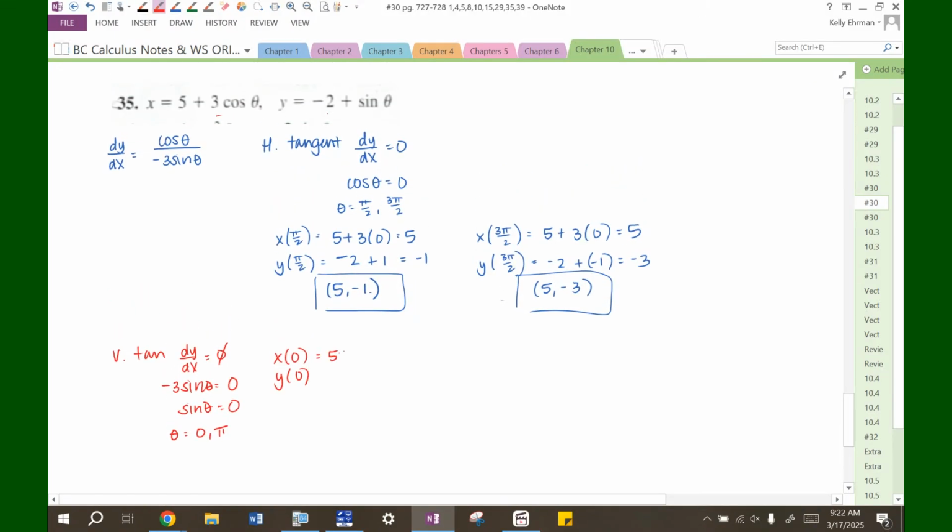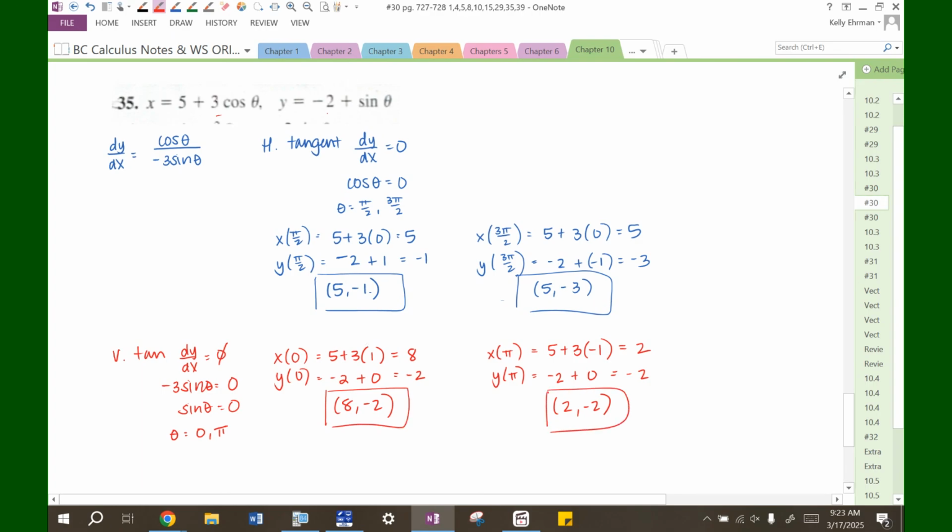So x of 0 is 5 plus 3 times cosine of 0, which is 1. So that's 8. Y of 0 is negative 2 plus sine of 0, which is negative 2. So one ordered pair is 8, negative 2. X of pi, y of pi. So x of pi is 5 plus 3 times the cosine of pi, which is negative 1. That's 2. Y will be negative 2 plus 0, which is negative 2. So 2, negative 2 and 8, negative 2 are my two vertical tangent points here.